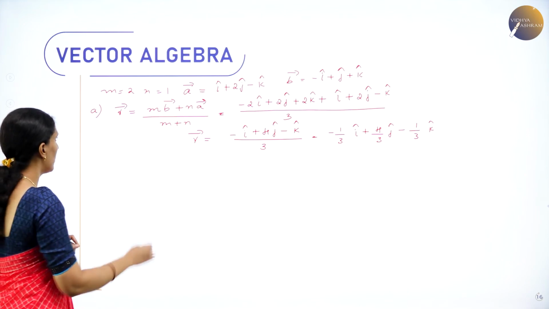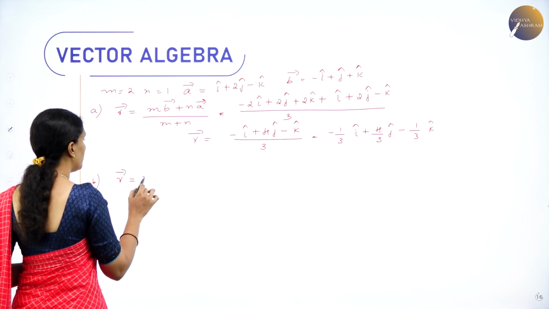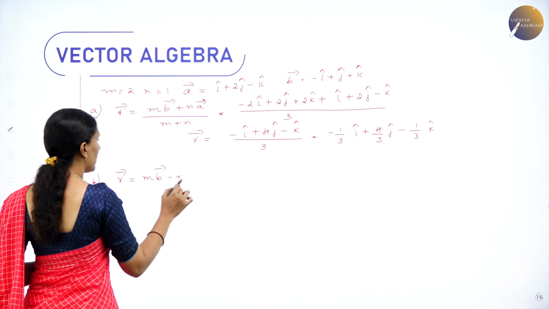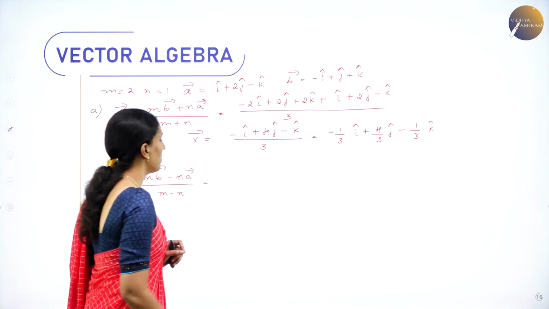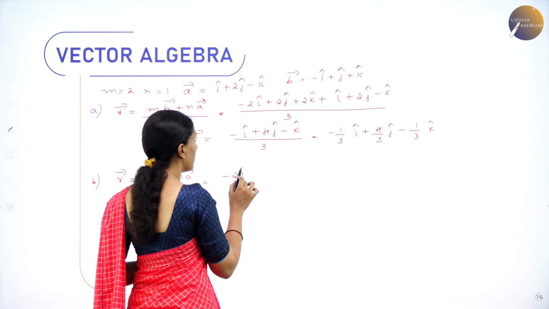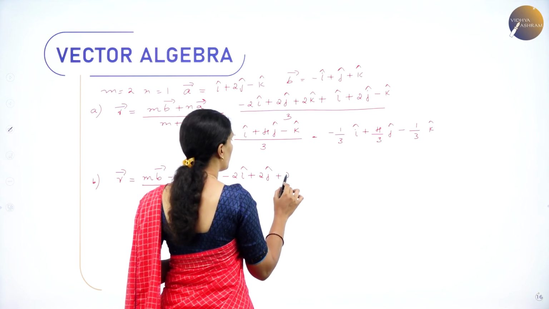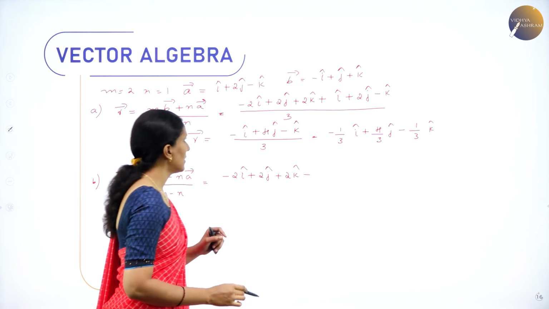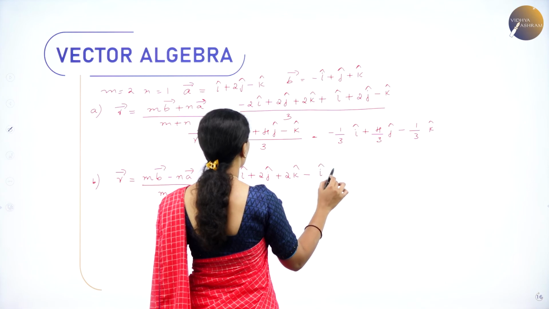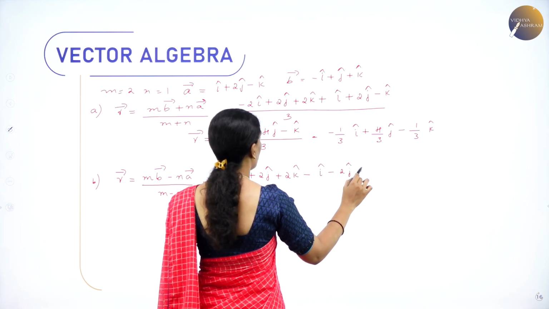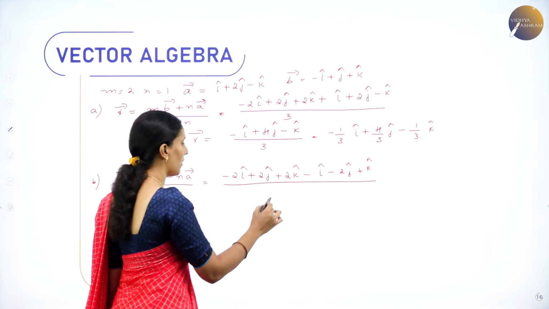Now let's take the external condition, that is vector R is equal to (mb minus na) divided by (m minus n). So mb is again minus 2i plus 2j plus 2k, minus, so minus of (i plus 2j minus k) becomes minus i minus 2j plus k, divided by 2 minus 1, which is 1.